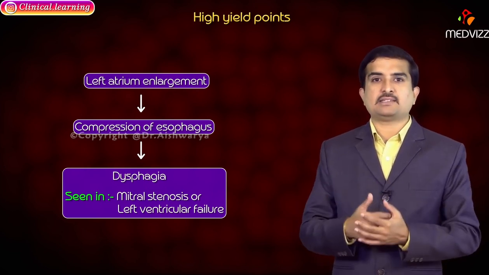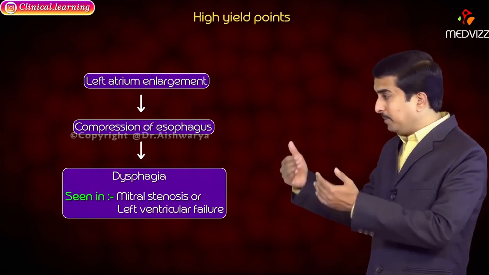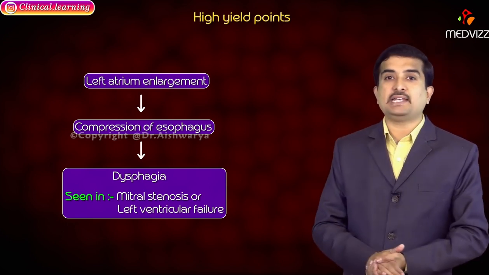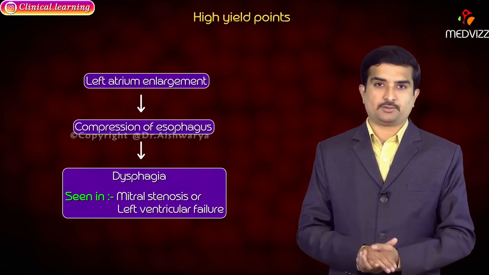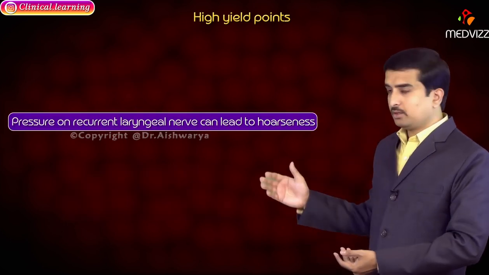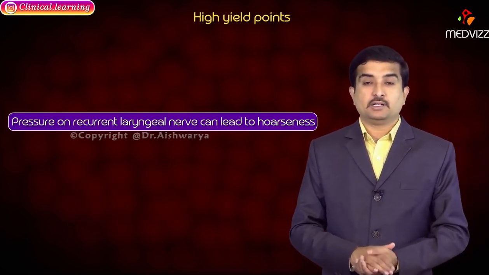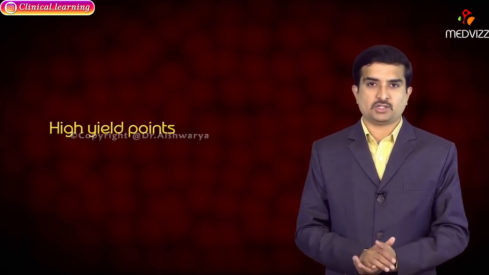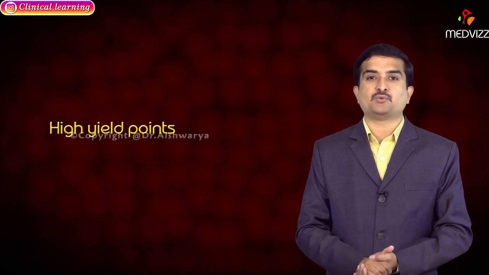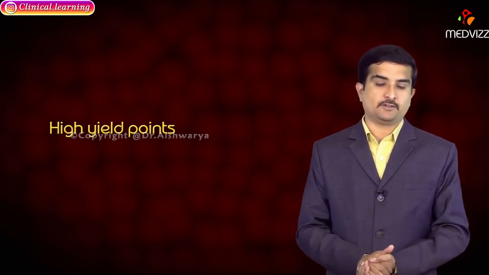When the left atrium is enlarged, there will be dysphagia, which is more commonly seen in mitral stenosis or left ventricular failure. And the pressure on the recurrent laryngeal nerve can lead to hoarseness of voice. This is what you need to know about the high points we need to remember for cardiovascular physiology.